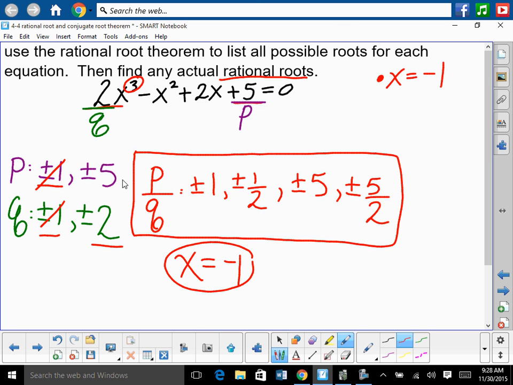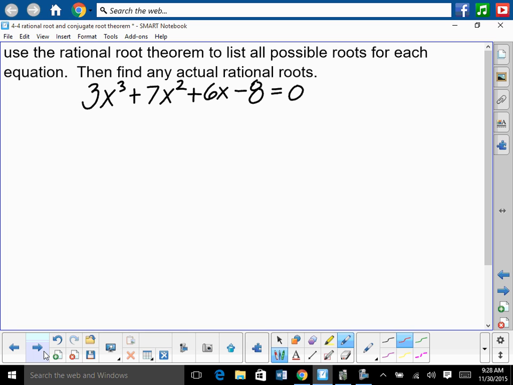It's a little bit different. So here we go. Use the rational root theorem to list all possible roots for each equation. So here's this big equation. Now, once again, the reason we're learning this is because we wouldn't know how to solve this otherwise, because if we tried to factor by grouping, it wouldn't work, so we have to still be able to solve it. So we use the rational root theorem to list out all possible rational roots.